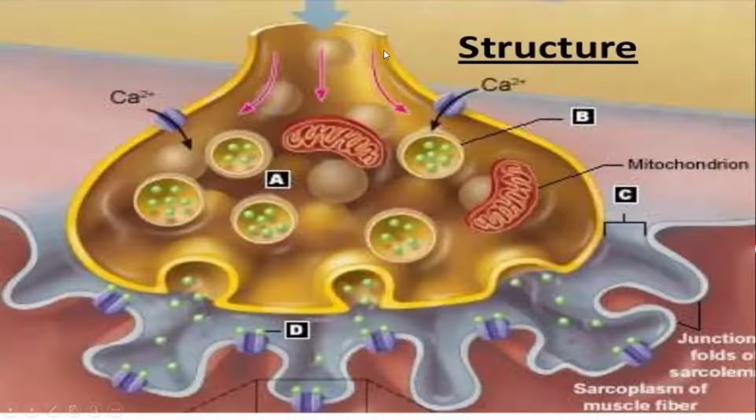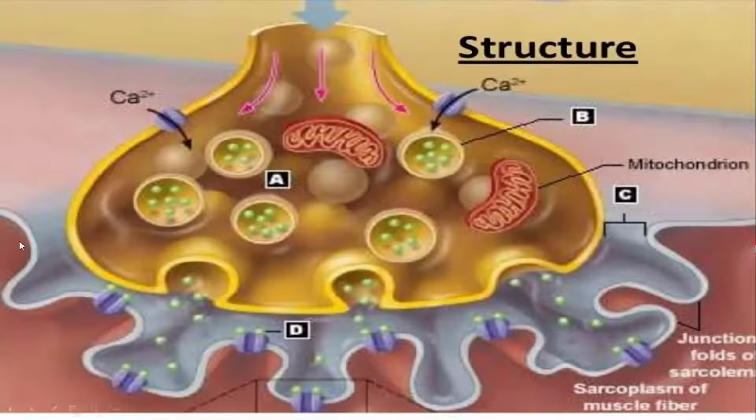Here you can see the same structure, the neuromuscular junction. The myelin sheath is lost. You can see the presence of mitochondria because we will require energy for the release of neurotransmitter from the neurotransmitter vesicles.